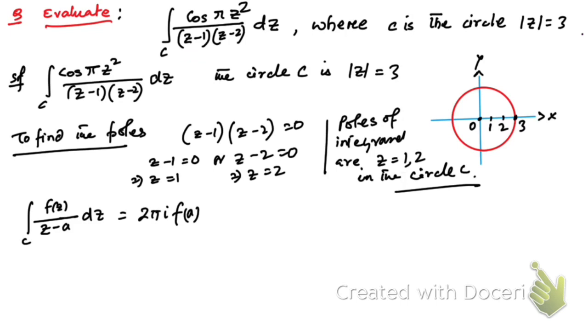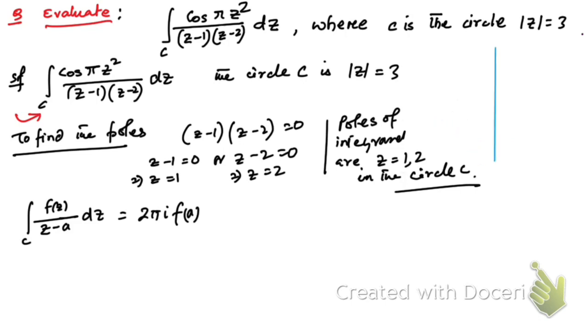So what we're going to do here, first we're going to evaluate this around a circle that encloses 1. This is suppose C1, and the circle that encloses 2, this is suppose C2. So let me draw it more clearly.